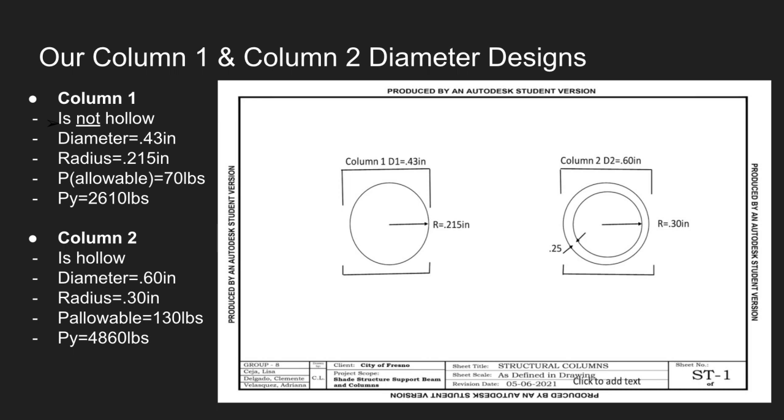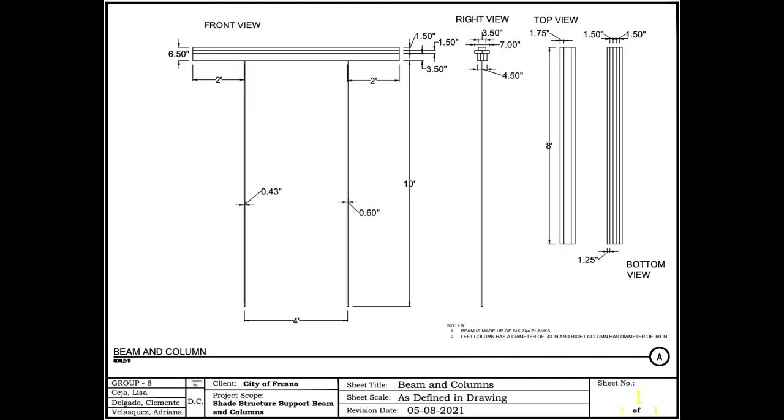Column 2, we found, is hollow. Its diameter is 0.60 inches and it has a radius of 0.30 inches. Column 2 has a P allowable of 130 pounds. At this force, column 2 will buckle but will not break, meaning yield. Column 2 also has a PY of 4,860 pounds. At this yielding force or higher, column 2 will yield.